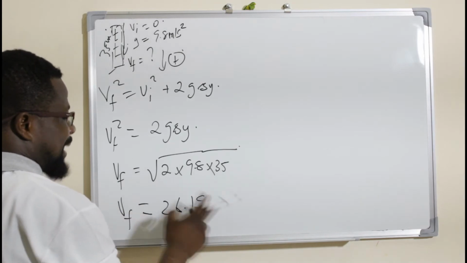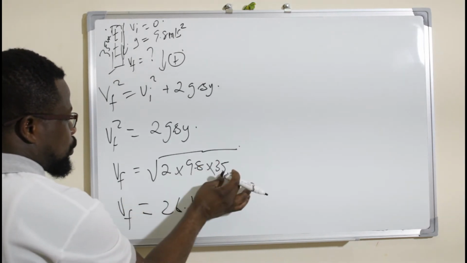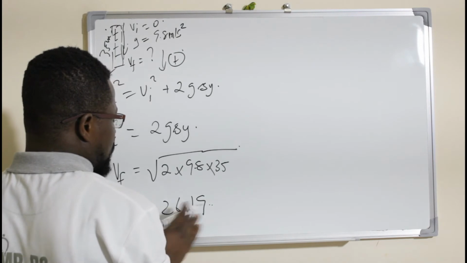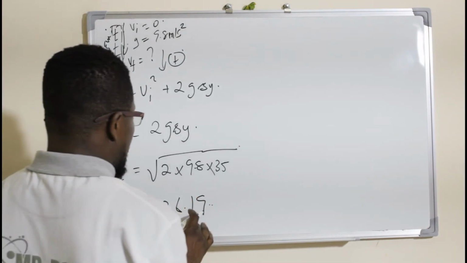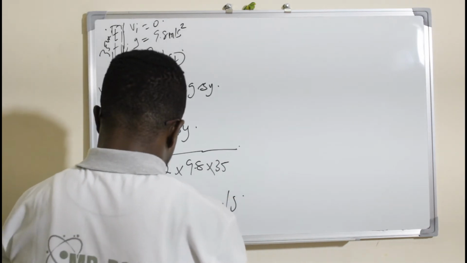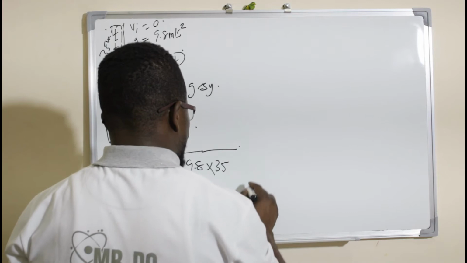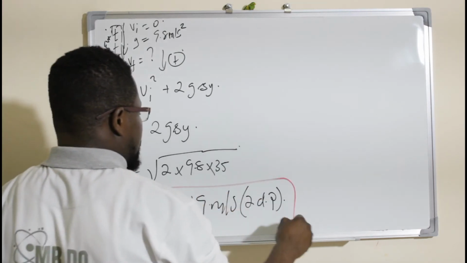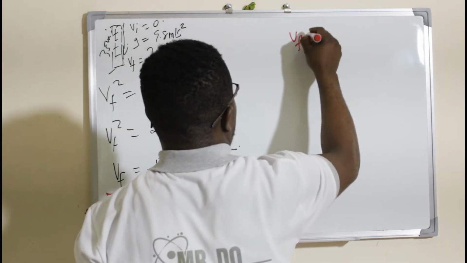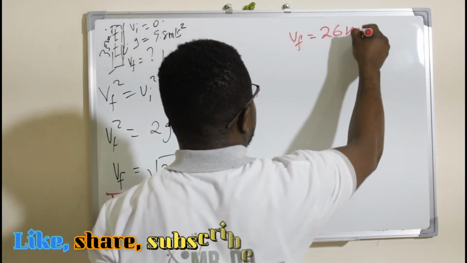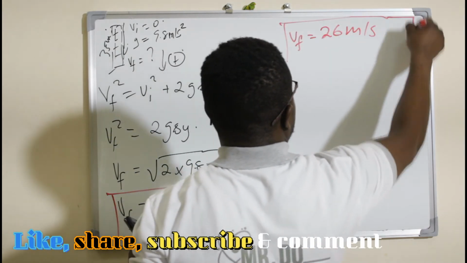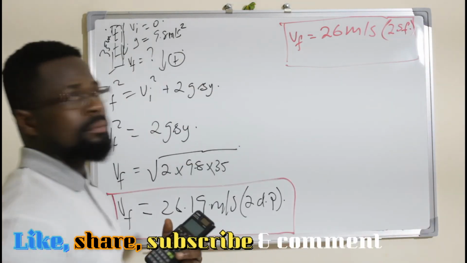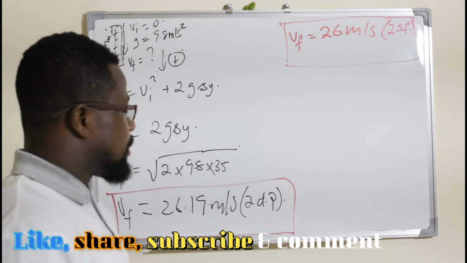If I want to leave it in the correct sig fig, it should be 2 sig fig, because this is 2, this is 2. So then my answer will become 26 meters per second in 2 sig fig. If I leave it in 2 decimal places, it's 26.19 meters per second. So whichever way you want.